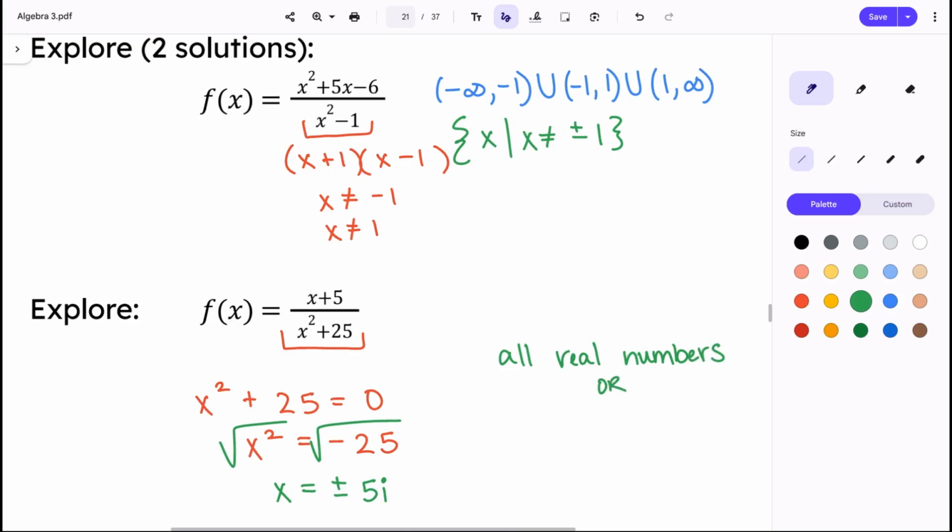Or if I wanted it in that interval notation, I would just say anything from -infinity to +infinity is going to work. Because the imaginary does not impact what my restrictions on my domain are going to be, since they're not technically real numbers.